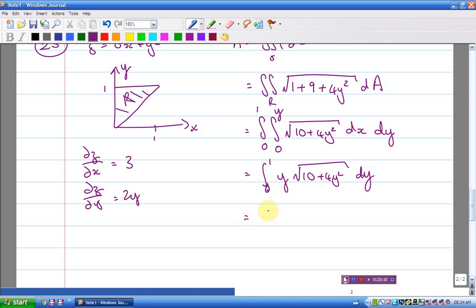You can do a substitution if you want. You could make u equal to 10 plus 4y squared. And then the du would have a y in it. And so that y over there would get gobbled up in the du. If you do make a substitution, remember to change your limits of integration.